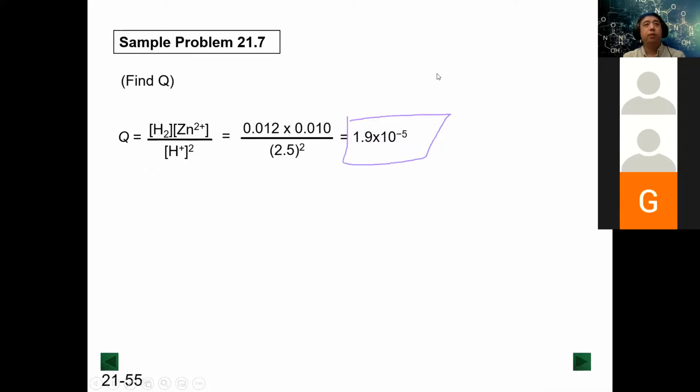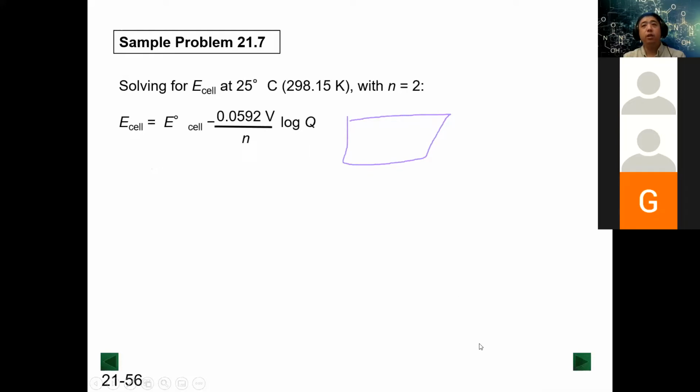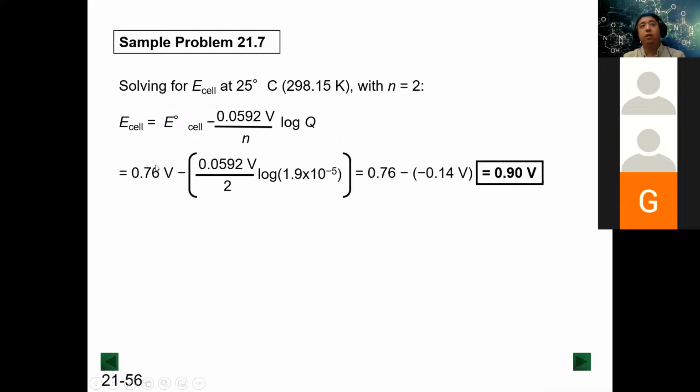All right. With that said, I can plug it into my equation. We are under the assumption that this is 25 degrees Celsius, so I can use the Nernst equation, which makes things very easy. This is the log of the value, and I know this is 2 electrons being transferred. With that said, I plug everything in. We are simply calculating E cell. It comes out to 0.90 volts.